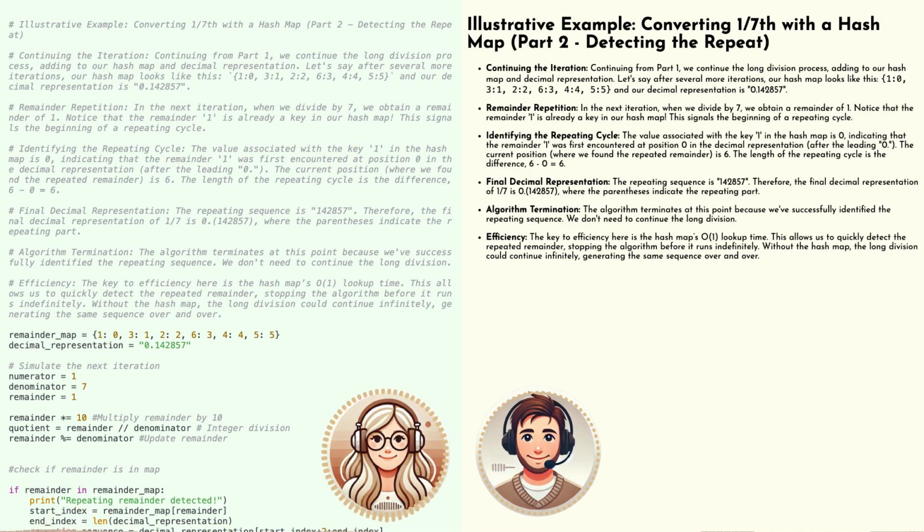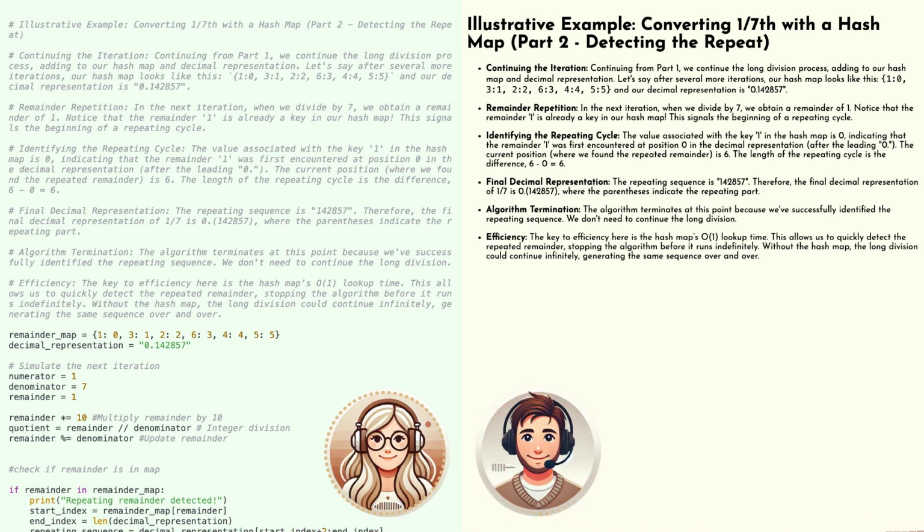Perfect. Notice how we're basically simulating that long division process. Right. But with that added power of the hash map to keep track of the remainders. Exactly. So what comes next? Let's see. We take the remainder 6, multiply by 10 to get 60, and divide by 7. So that gives us 8 as the next digit and a remainder of 4. Our hash map now looks like this: 3:1, 2:2, 6:3, 4:4. The decimal's growing: 0.1428.